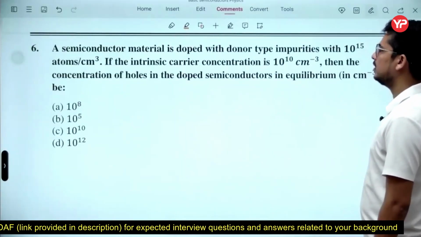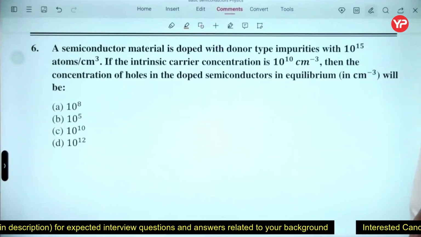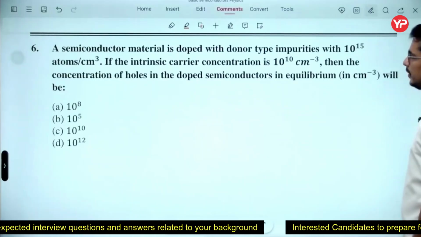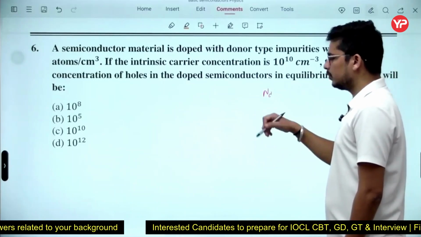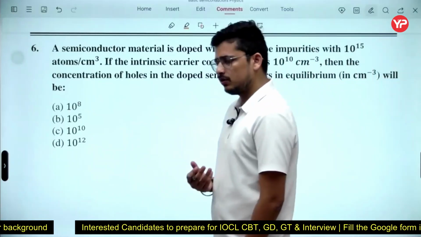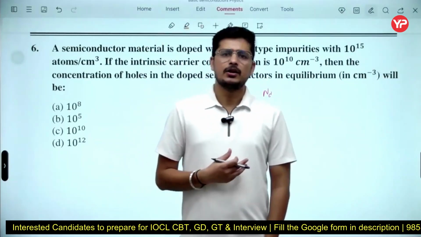Now, a semiconductor material is doped with a donor type of impurity with 10 raised to power 5 atoms per centimeter. Donor means Nd. Donor means what? Let us talk about this one. There are two types of material, donor and acceptor.